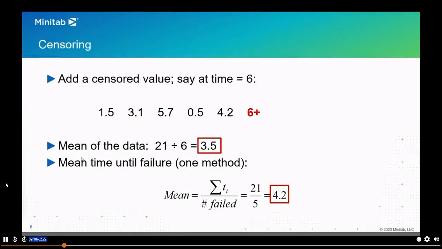So we could take the mean of the data, right? And that's just adding up those data points. We get to 21. Now we have 6 observations. So 21 divided by 6 gives us 3.5, and we could say our mean time to failure was 3.5, but we're not really doing justice to this data because that last observation didn't actually fail. So we want to give a little credit for the plus.